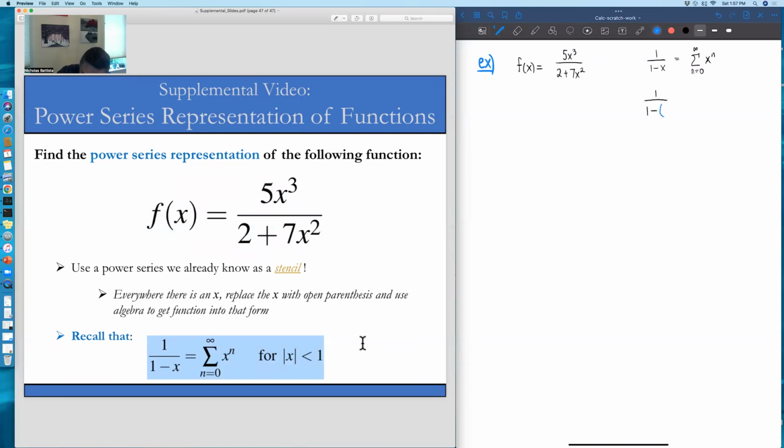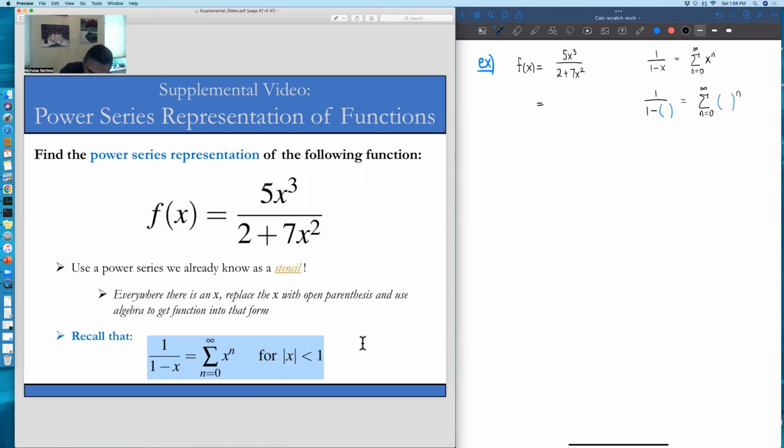and anywhere there is an x, we think about replacing that with basically open parentheses. So the idea being, whatever we put in those parentheses in the function, we can just put in the parentheses in the power series. So that's what we're hoping to get our function into, that type of form. So we're able to use this kind of power series stencil. All right, let's start this off.